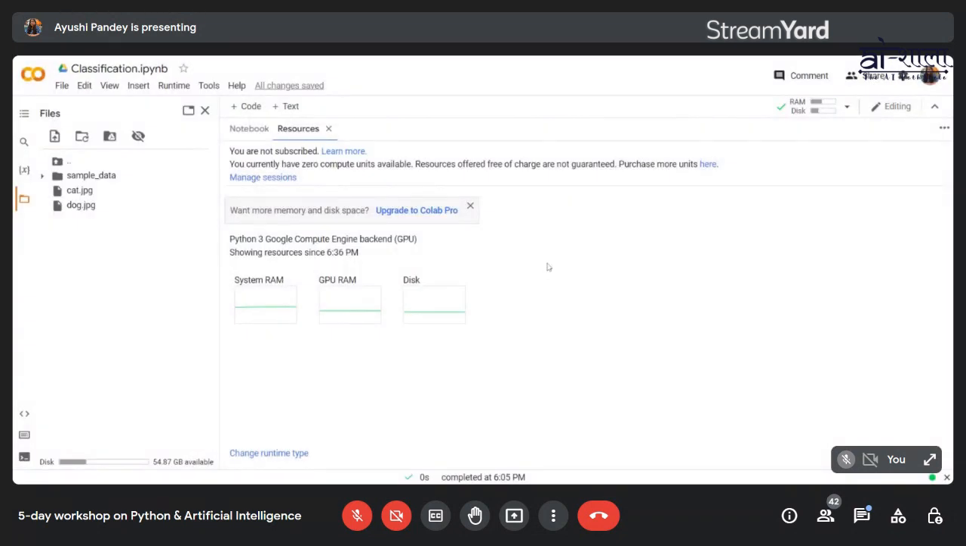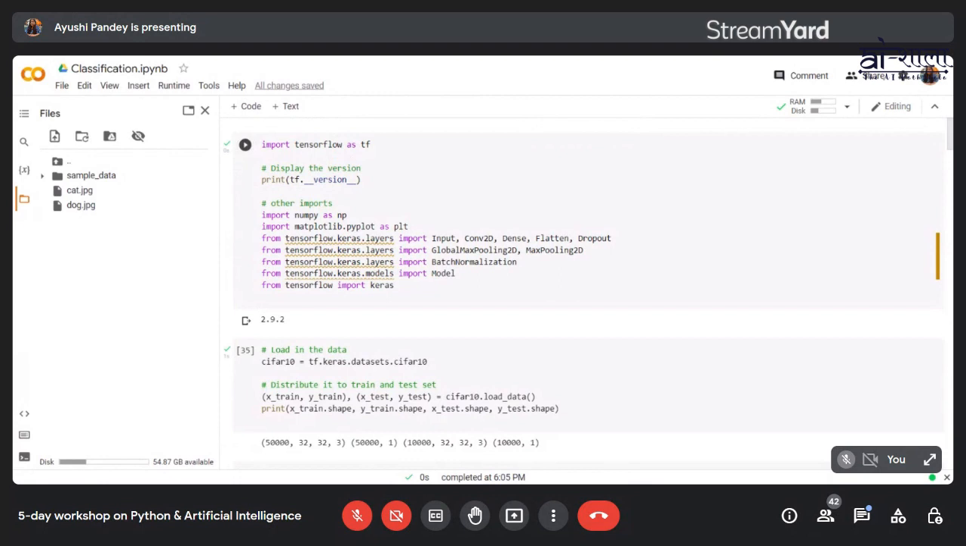We can use it for some amount of time because it's the free version. There are options to buy resources from Colab, like Colab Pro, but for the basic version it runs for a limited time, after which the session ceases. So these are the imports which are being used.